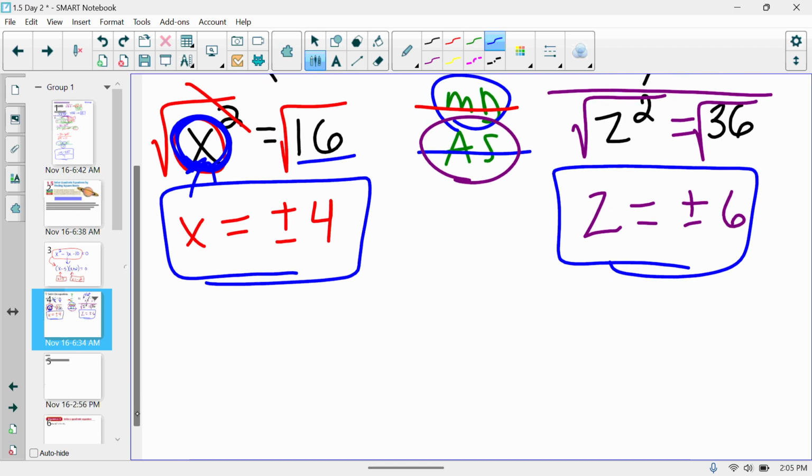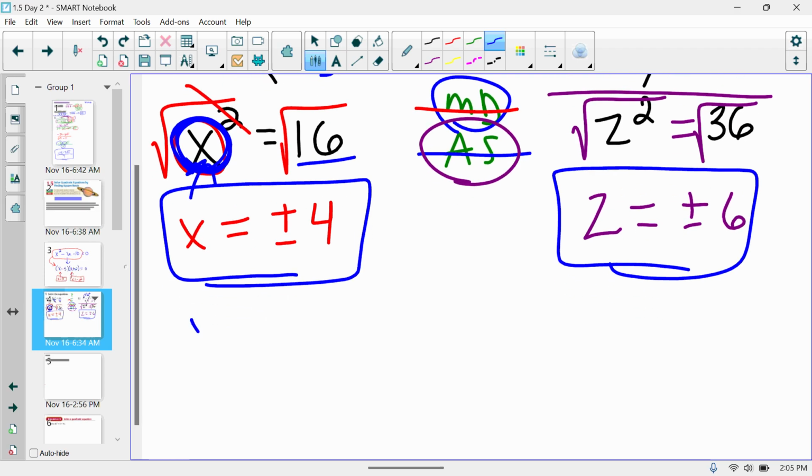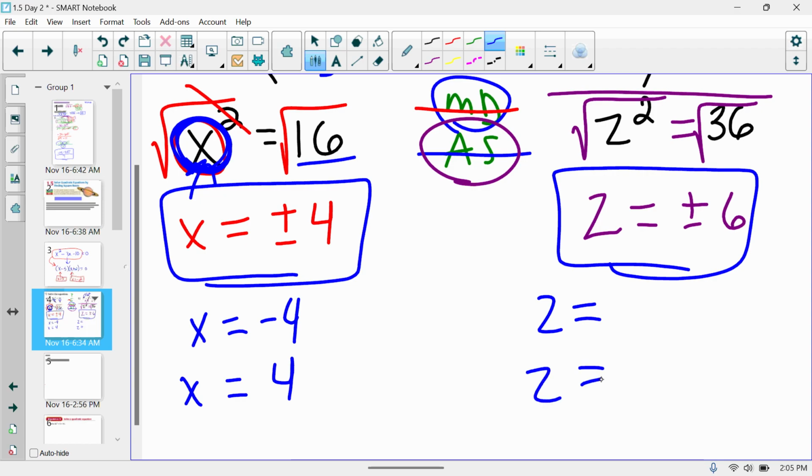Guys, side note real quickly, when you're doing your Edgenuity, it's going to give you 2 different boxes. So our answers of 4 and negative 4, you're just going to write them separately, okay? Or on this one, our answers of 6 and negative 6, you're just going to write them separately. And it's going to ask you to type the smaller answer in the first blank. That's why I wrote negative 6 first, okay? Questions so far at all?